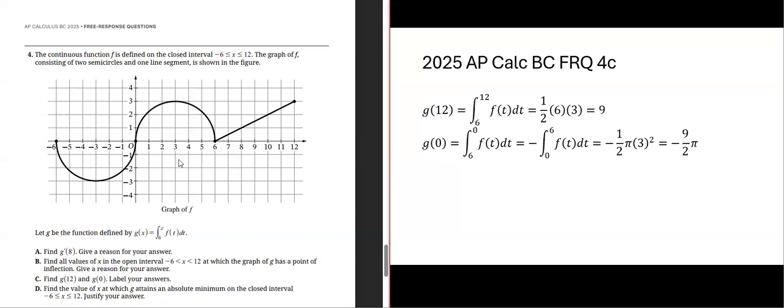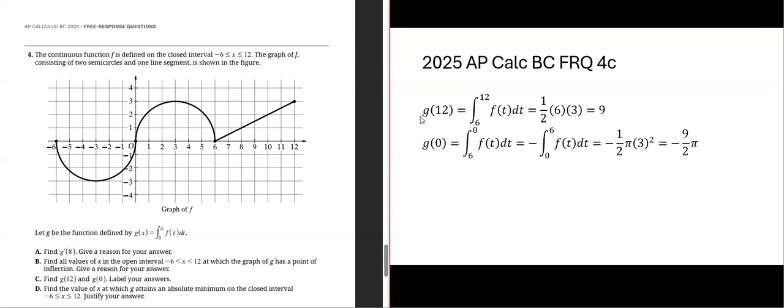G of 0 is the integral from 6 to 0, okay? So we just need to find the area of this semicircle, which we know the area of a circle is pi r squared, so we have that. And then we add a negative sign because integral from 6 to 0 is the same thing as negative integral from 0 to 6, properties of integrals, okay? And if you do the math, the answer is minus 9 over 2 pi, okay?